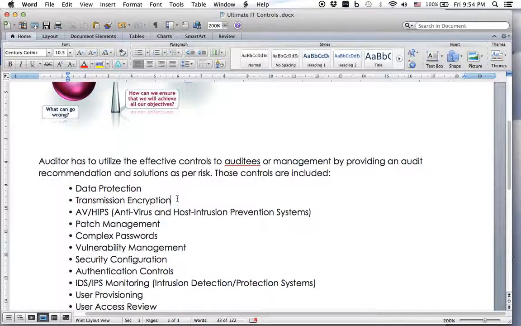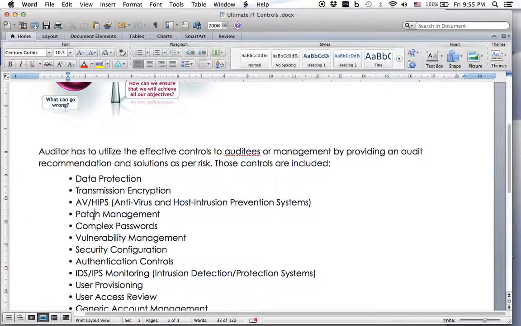This is mainly focused on the packet transmission from source to the destination. So we need to comply with the standard encryption method. The next is antivirus and host intrusion prevention system or host intrusion detection system. This mechanism needs to be in place to ensure all threats and all system vulnerabilities are managed by the antivirus.